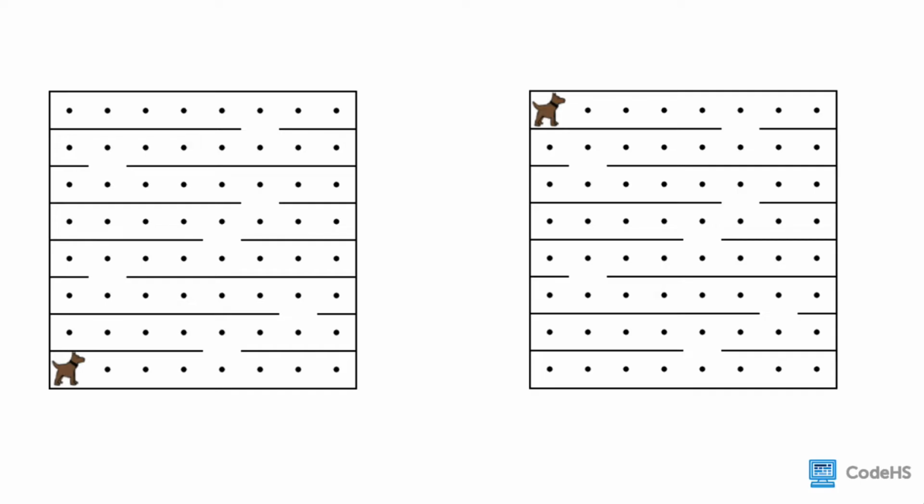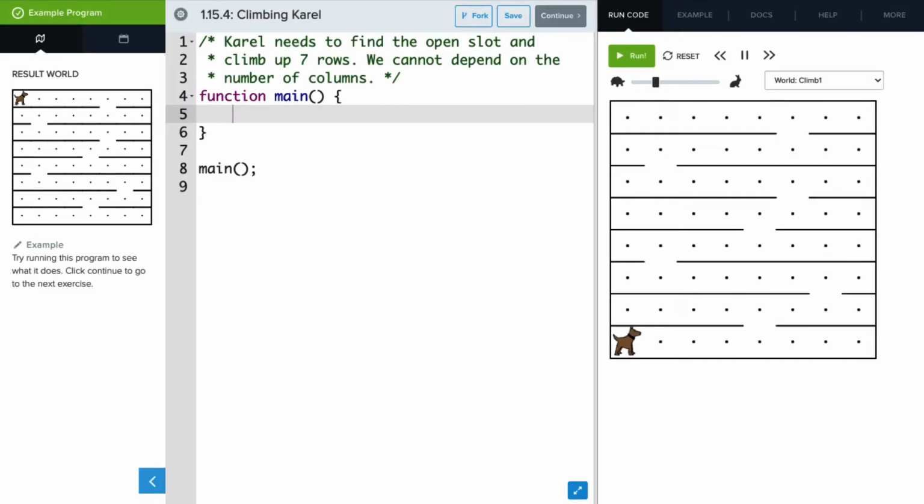We can't depend on the number of columns in this world because we want our solution to work in all worlds. Let's go back to the editor and test out a few things. This is a pretty difficult challenge, so let's make sure we test our program every time we do a new step. So first, we want Karel to move up. Now we don't have this function yet, so let's go ahead and write this function.